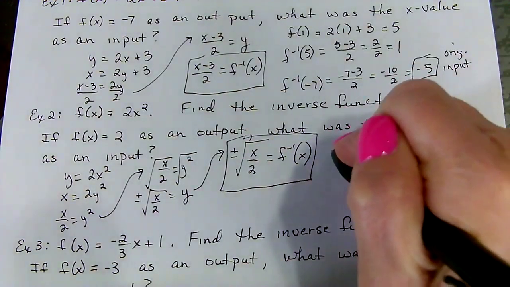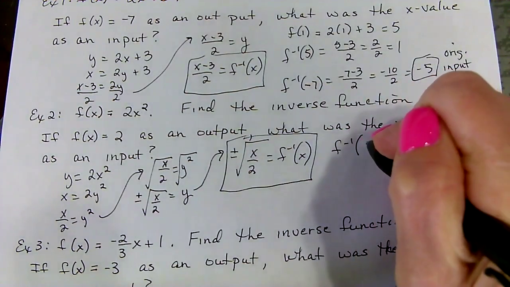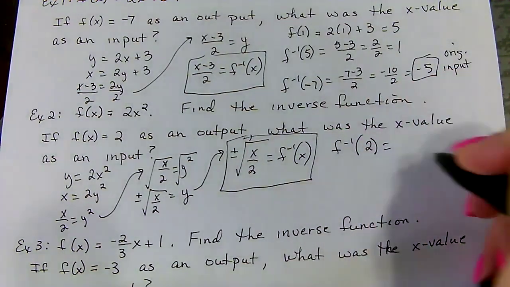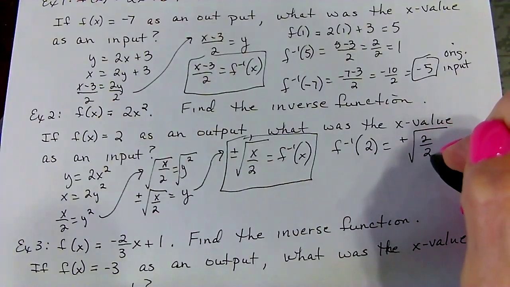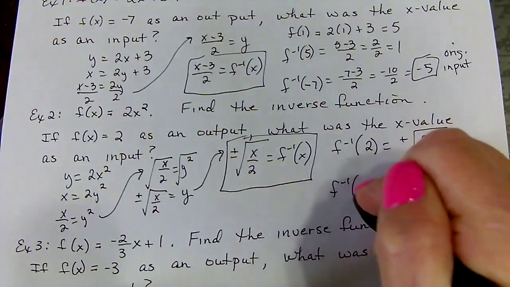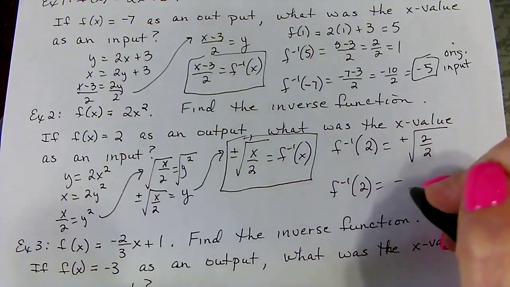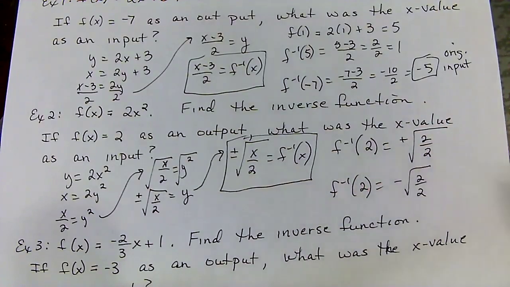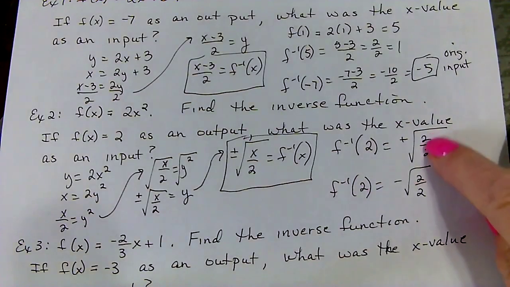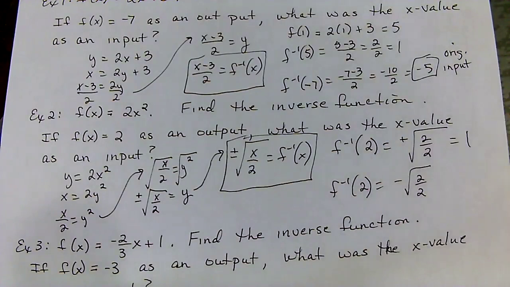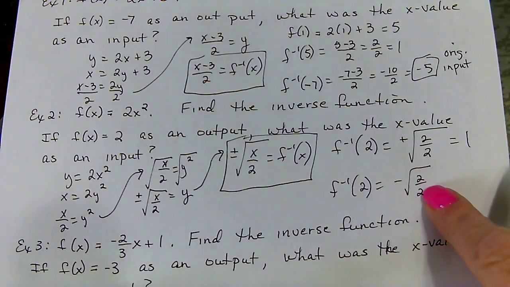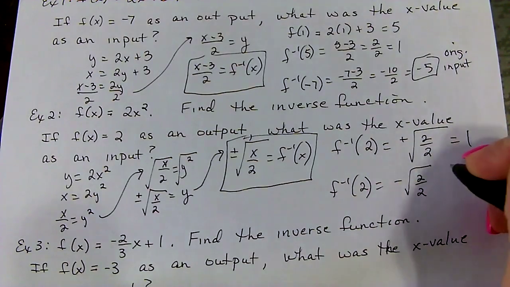So what we're doing, we're finding f inverse of 2, which means I have the square root of positive 2 divided by 2, and I also have the negative version. Well, 2 divided by 2 is 1. The square root of 1 is 1. 2 divided by 2 is 1. The square root of that is 1, but then it's also negative.